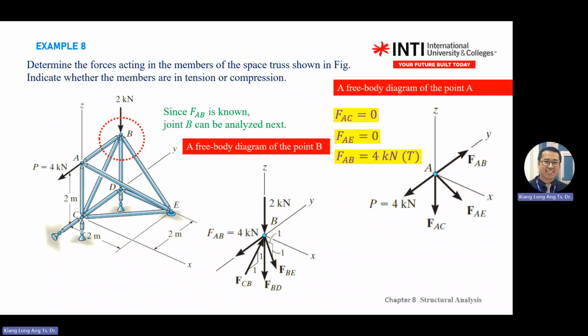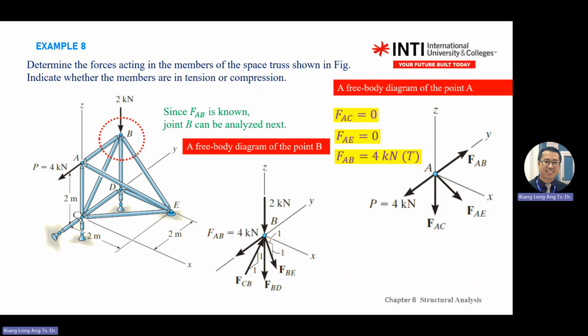And again, if you are not sure of the number you find, just maintain it as FAB over here. Then there is a force of 2 kilonewton along the z-axis at joint B. And then there are three legs there: you have BC, you have BD, you have BE. Again, for all these arrows, if you're not sure, just draw them all pointing out.